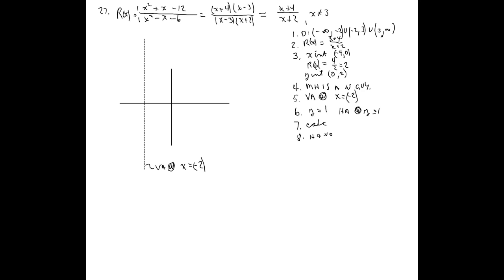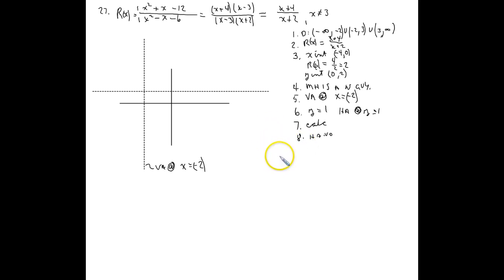We know we're going to have a horizontal asymptote at y is equal to 1. So I'm going to put that in somewhere like in this region. Let's remember that graphs can, and many times do, cross horizontal asymptotes. Let's not forget that.